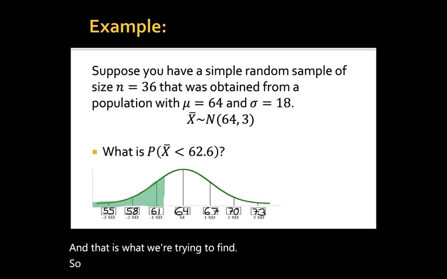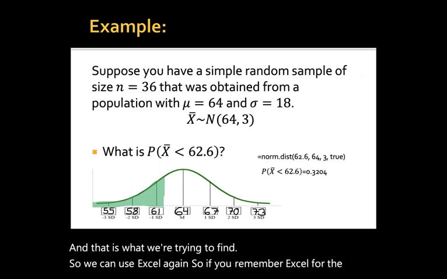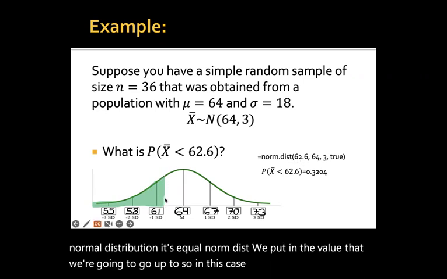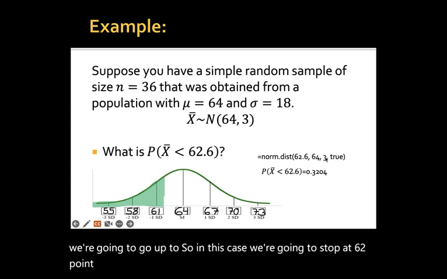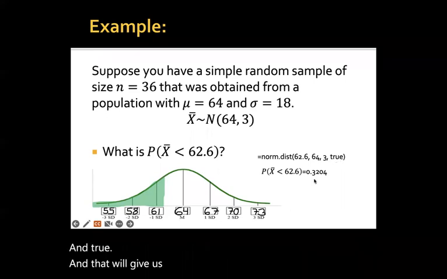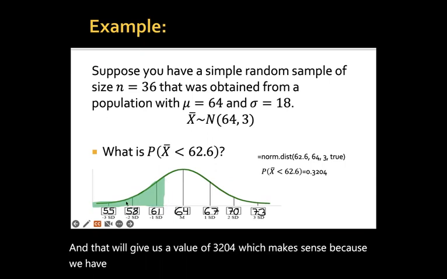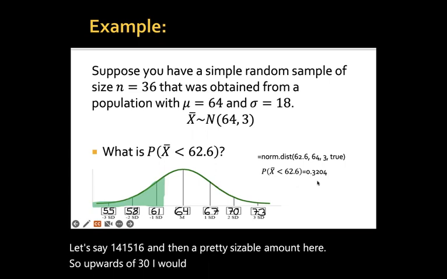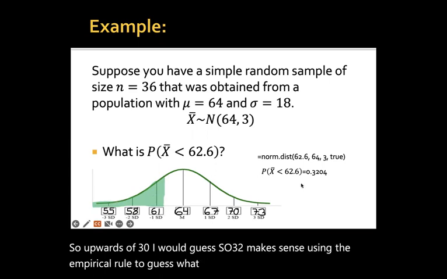So now we can use Excel again. If you remember Excel for the normal distribution, it's equals NORM.DIST. We put in the value that we're going to go up to, so in this case, we're going to stop at 62.6. We need our mean and our standard error and TRUE. And that will give us a value of 0.3204, which makes sense because we have about 13.5, let's say 14, 15, 16, and then a pretty sizable amount here. So upwards of 30, I would guess. So 32 makes sense, using the empirical rule to guess what this should be roughly.